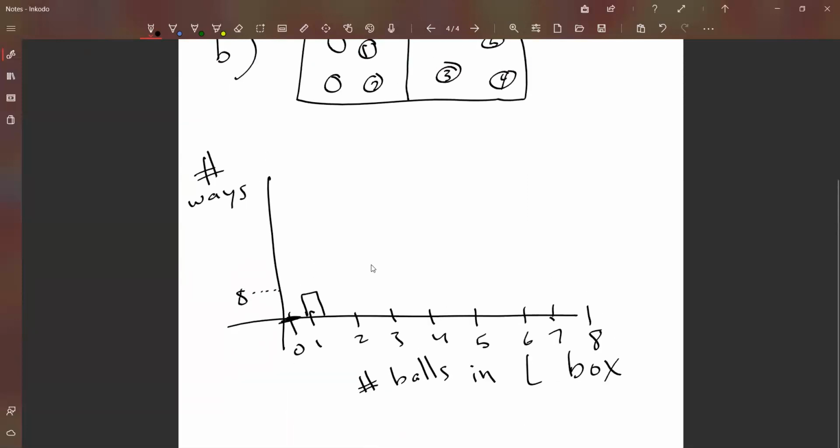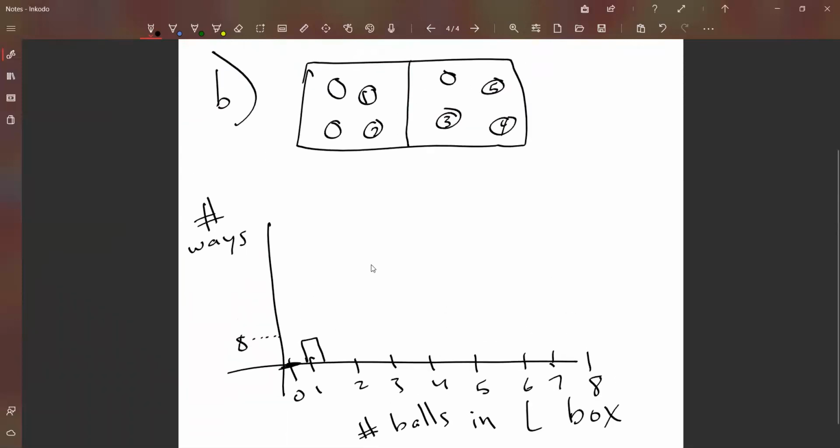How many ways are there of finding 2 balls in the left box? Whoa, as soon as you start to think about it, you realize there's a lot of ways. You could have balls 1 and 2 in the left box, or balls 1 and 3, or balls 5 and 7. Okay, I'm not going to count them, but you can already see that bar is going to be, well, that was really bad. That bar will be way higher than this one.